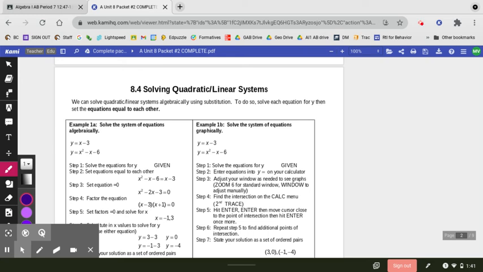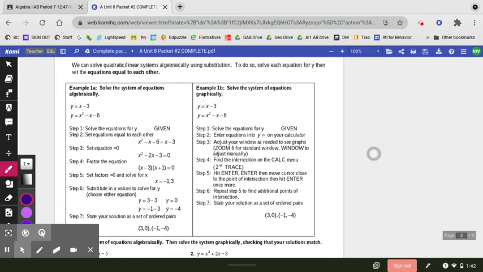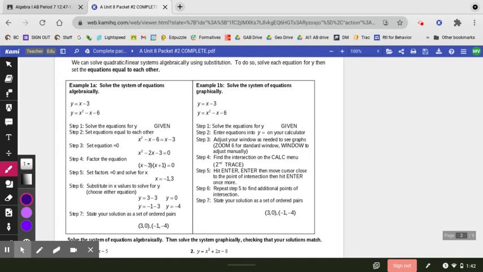Hello, everyone. Today we're going to solve quadratic and linear systems graphically as well as algebraically. We can solve these systems using substitution, or we can solve them when we graph them both. So example 1a, to solve a system algebraically, we have our two equations that are y equals.